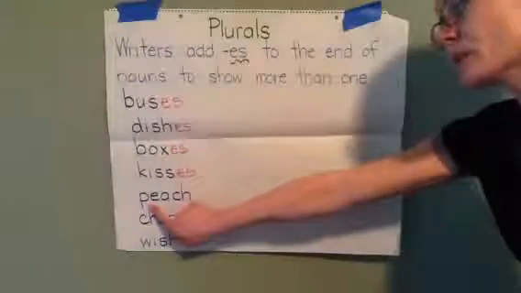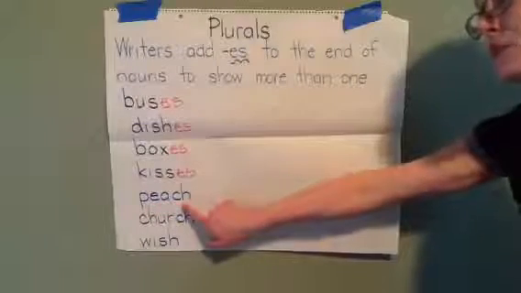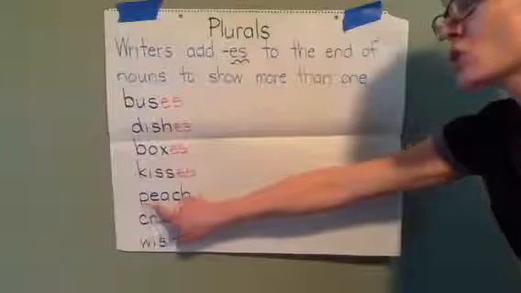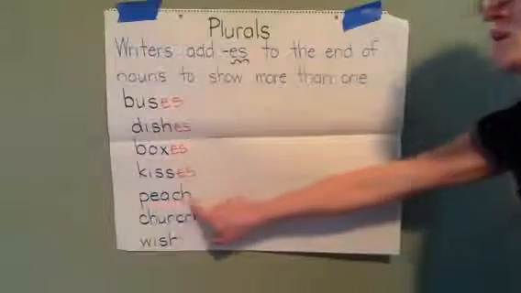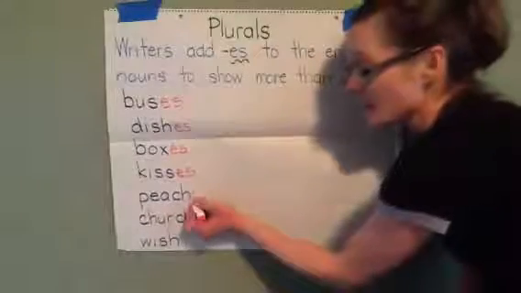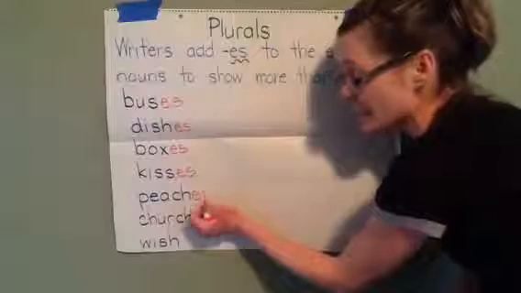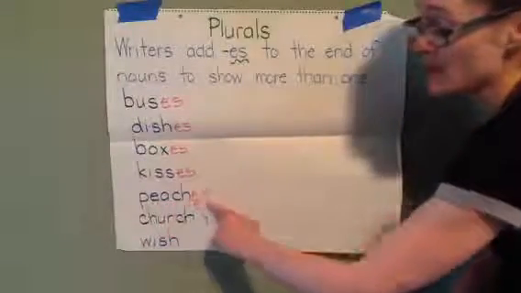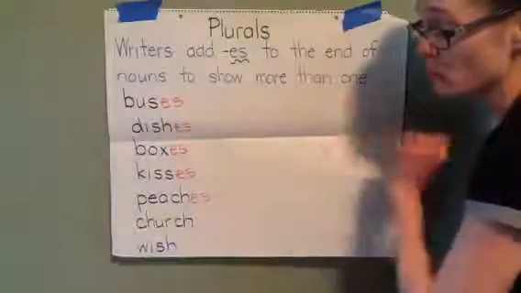Let's look here. This word is peach. I had 1 peach at dinner. My husband ate 2 peaches, right? Say it with me. Peaches. So again, I hear the extra sound, so that's ES. Again, peach is singular. Peaches is plural. Plural means more than one.